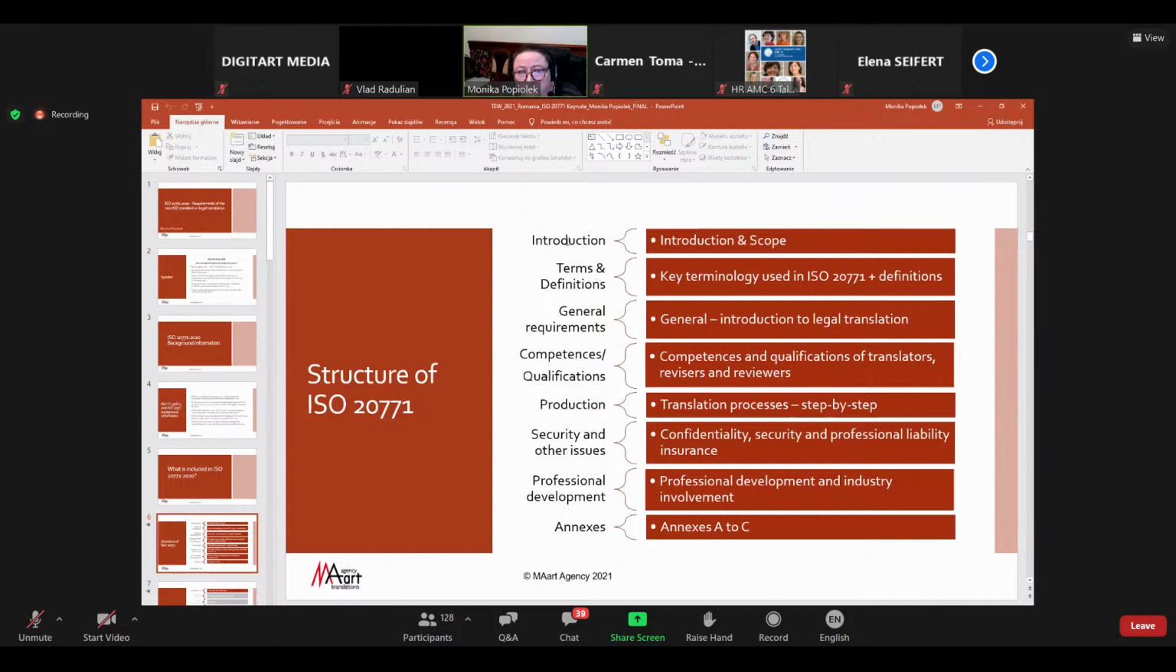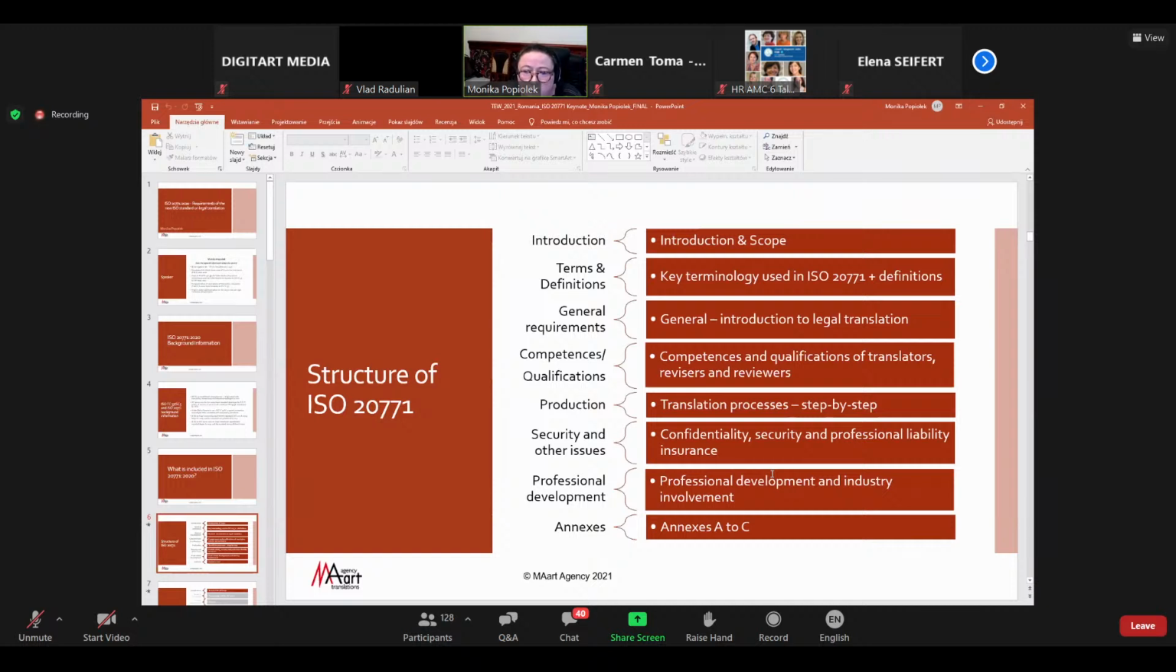So in this standard, traditionally, you have the introduction, then you have the scope, then you have key terminology and definitions, then you have some sort of a general introductory clause. So we call them clauses nowadays. They used to be sections in the past. And then you have, in this case, two of the most important sections for this standard, which is the competencies and the qualifications sections, or clauses, as they say nowadays. And then you have the translation process section, where it's described step by step.